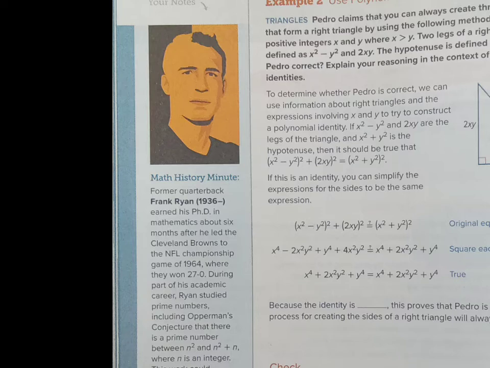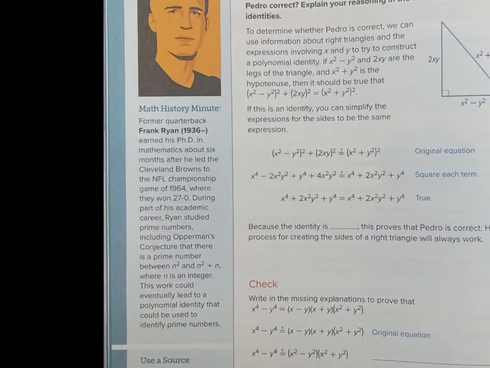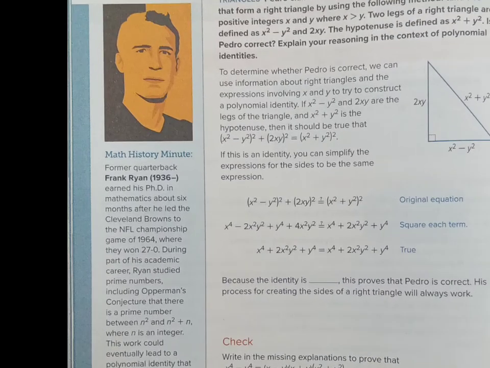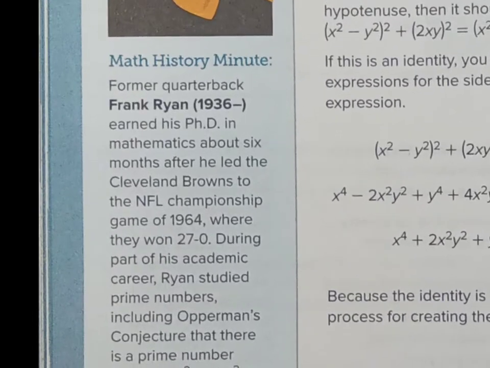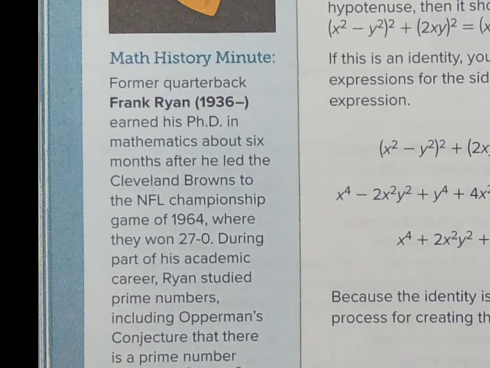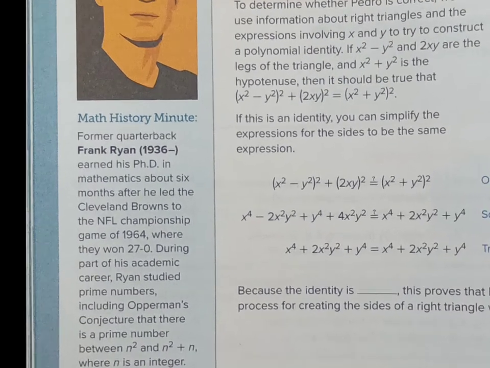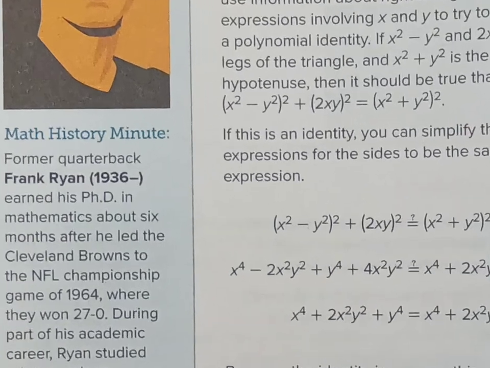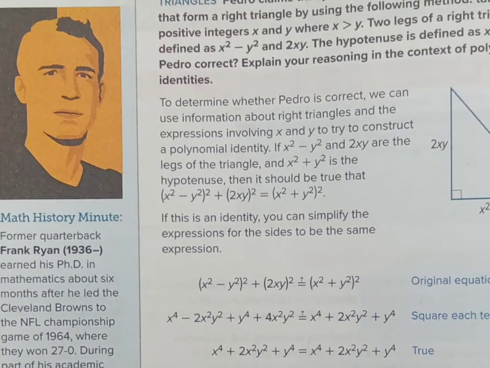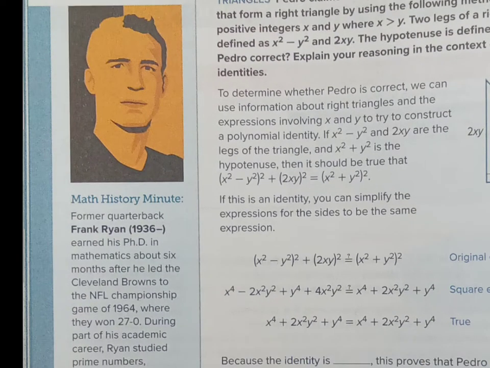Anyway, this guy studied prime numbers, so that's pretty big time. Look at that. He led them to the NFL championship game in 1964. They won. But he's also a math guy. You still living? Well, as of the print of this book. When was that? I don't know. You guys got it. When's the print? When did it get printed?